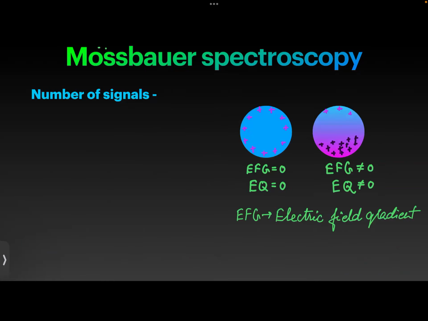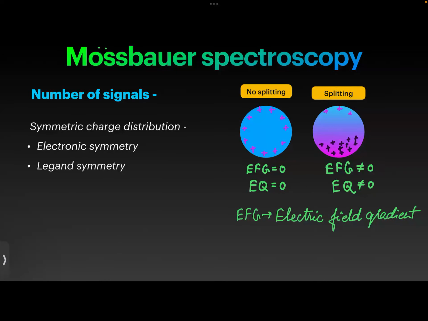So how many signals will there be? That depends on the nucleus and the electric field gradient which is there. If the electric field gradient is 0, the electric quadrupole will be 0. If the electric field gradient is non-zero, the electric quadrupole is non-zero. I will explain the meaning of that. There will be no splitting in the signal when the electric field gradient is 0, either in the ground state or in the excited state. In both cases, if there is no gradient, no splitting. Splitting will be there if a field gradient is present.